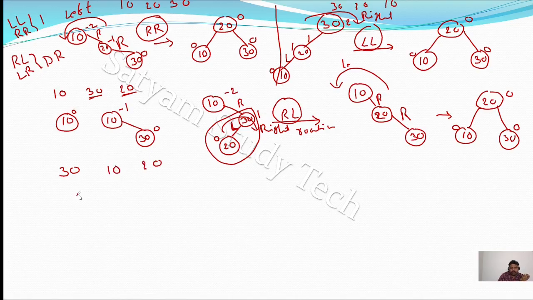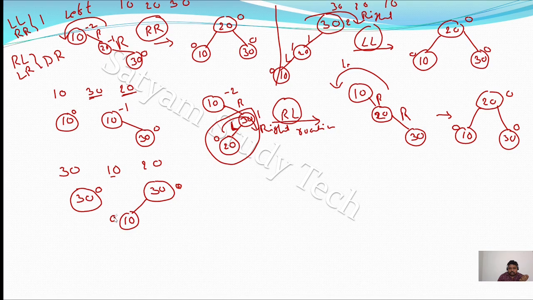For example, I consider in this order, so 30 becomes the root. Okay, the balance factor of 30 is 0. Then you have to add the 10. Where can you add it? 10 can follow the BST, right? So 10 will be added here in the left of 30. So it is 0 balance factor, sorry, it is not 0. In this case it is 0, right?